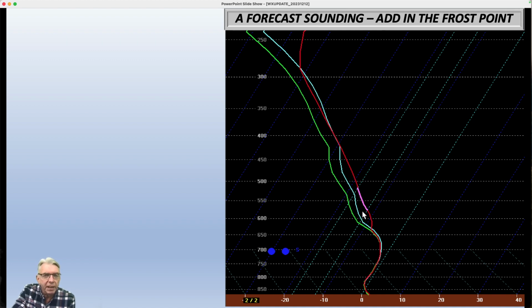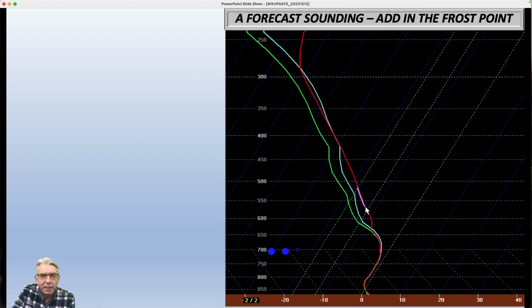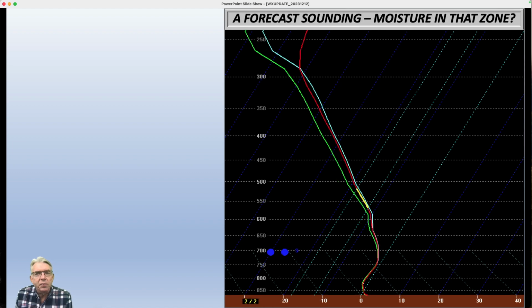Now, let's move ahead to a future time. The dew point is getting awfully close to the temperature line, but it still hasn't quite touched it, but the frost point is right on top of it. And so you notice how this pink area here changed to yellow. That means that the air is saturated, that zone is saturated now with respect to ice, okay? And so you've got 100% relative humidity with respect to ice.